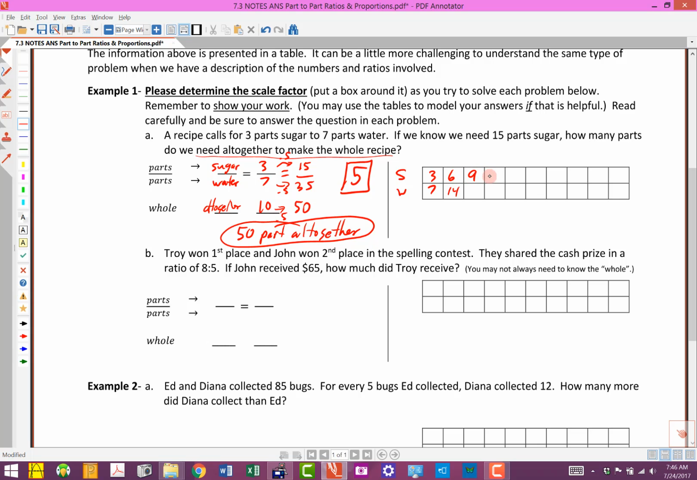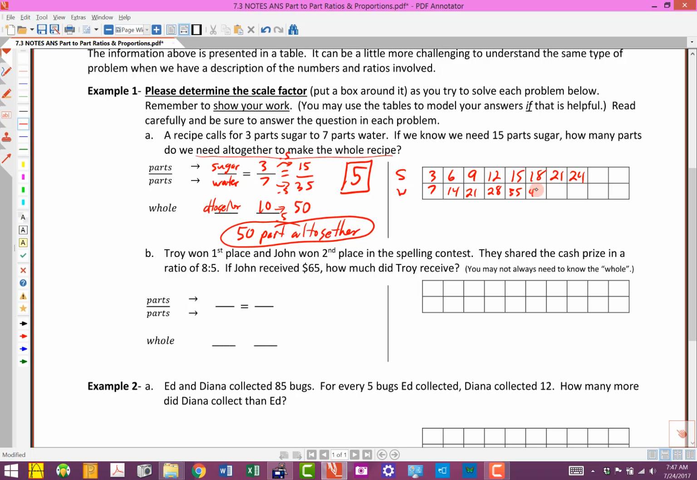Another 3 would be 9, 12, 15, 18, 21, 24. You don't have to go all the way. I mean, we already know what the answer is on this one. And then let's count by 7s on this one. 7, 14, 21, 28. Those multiplication tables really come in handy.